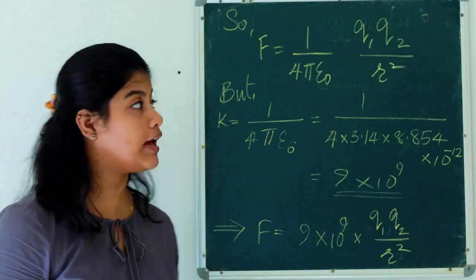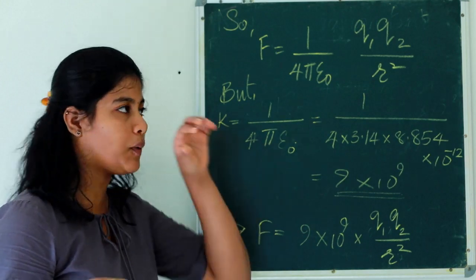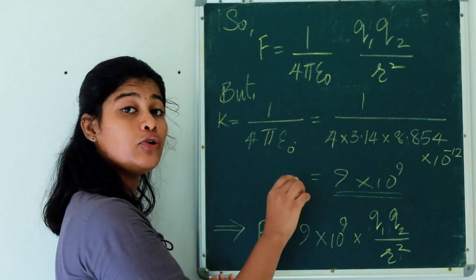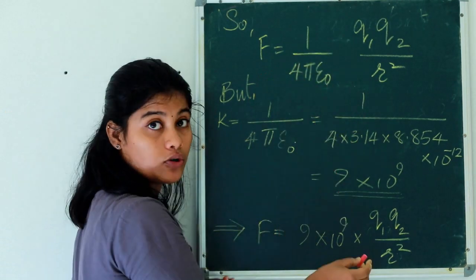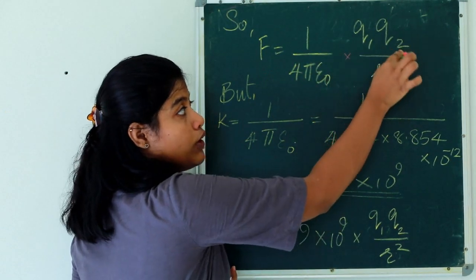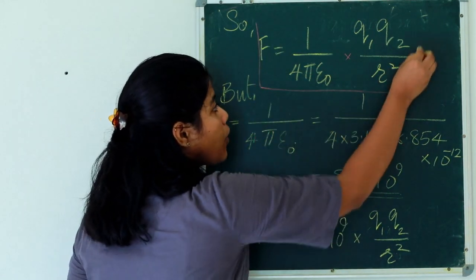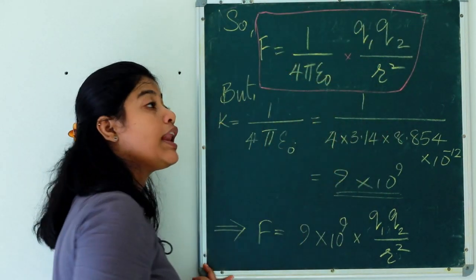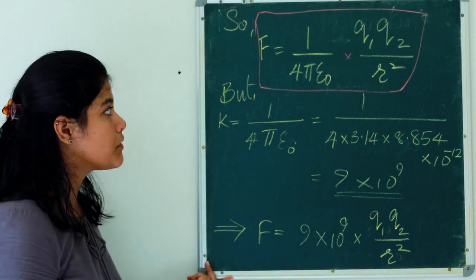So now we know that F is equal to K into Q1 Q2 by R square. On substituting the value of K, we get F is equal to 1 by 4 pi epsilon 0 into Q1 Q2 by R square. This is the basic equation for finding the electrostatic force acting between two-point charges.